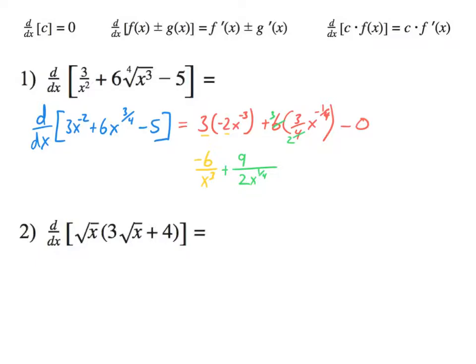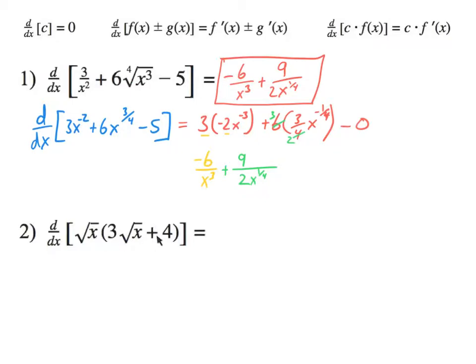But for now, I'm just going to leave my answer as negative 6 over x to the third plus 9 over 2x to the 1/4. And you could again put this back into a radical if you wanted, but that right there is a good enough answer, and we'll go with that and talk about simplifying things later at times.